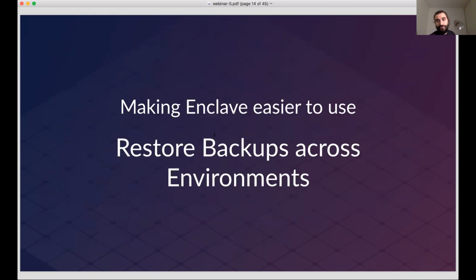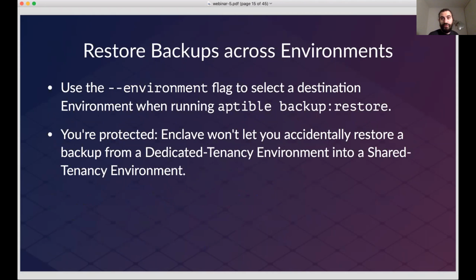So that about wraps it up for the new features. And now I'll jump into feature improvements. These are, of course, more minor changes, but still useful. The first one is restoring backups across environments. This was, again, fairly heavily requested. This means that whenever you use the backup restore command in the CLI, you can now use the --environment flag to choose which environment to restore to.